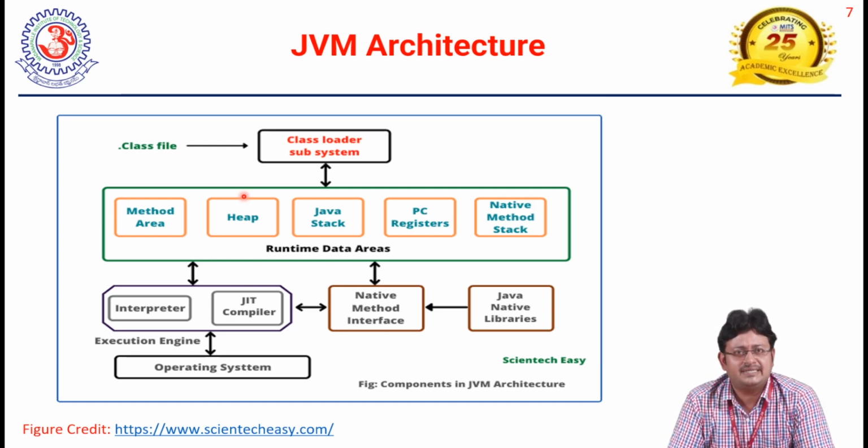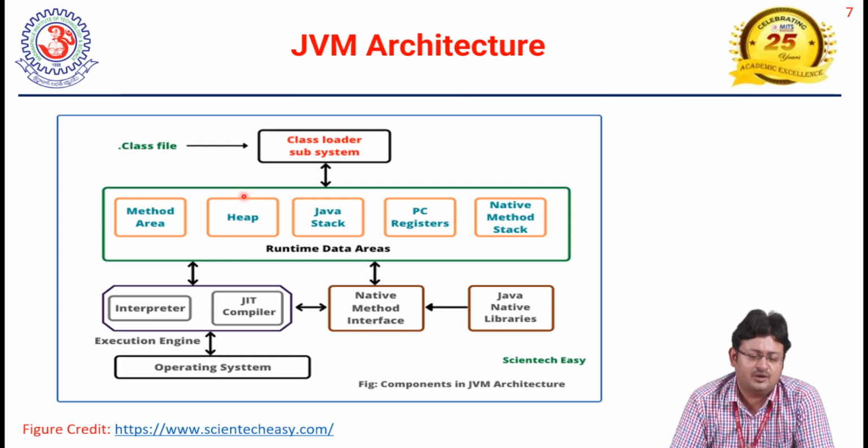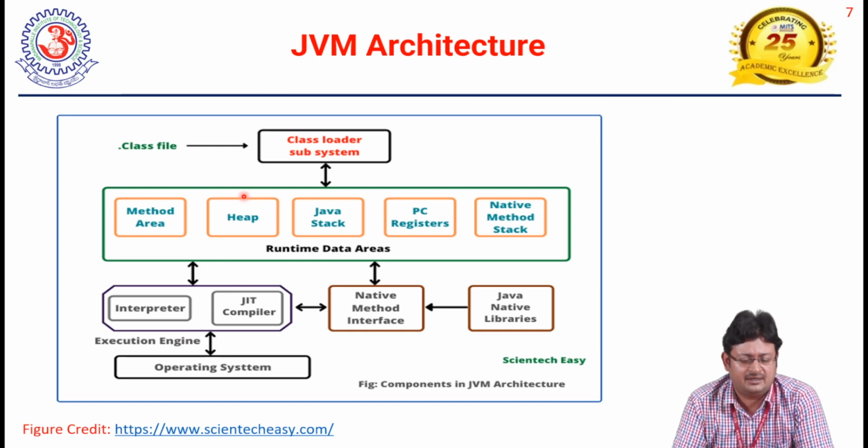We can simply say that the entire JVM architecture is divided into three modules. Module one is the class loader subsystem, which is responsible for taking all the .class files and going on to the next steps. It concentrates on how to load the .class file, how to verify it, and how to execute it. Each and every step is carried forward by this class loader subsystem.